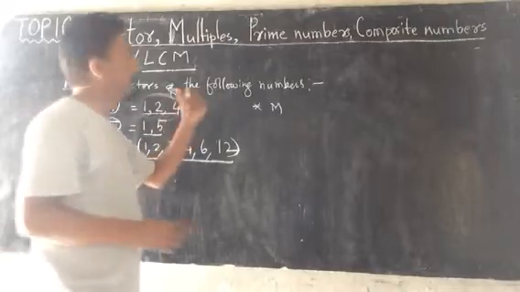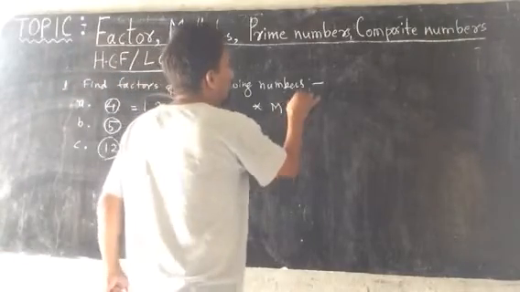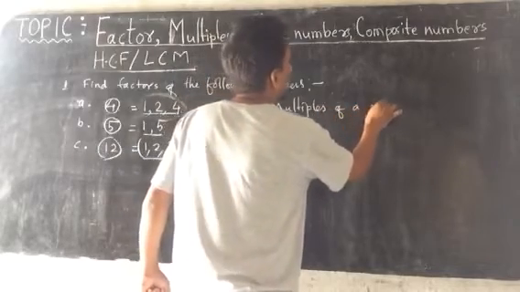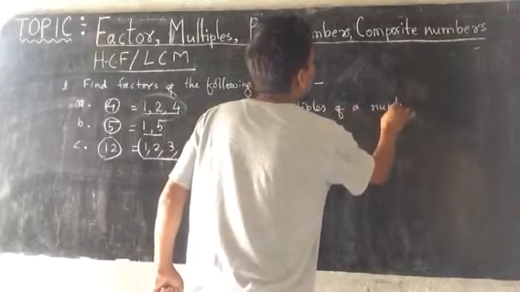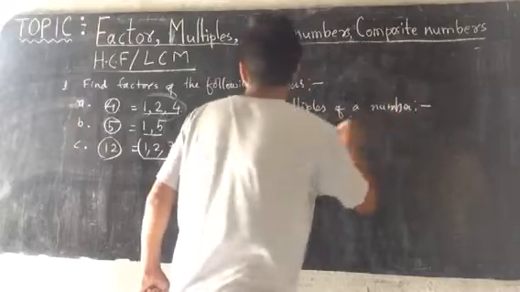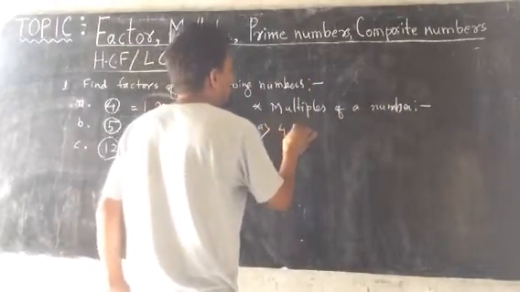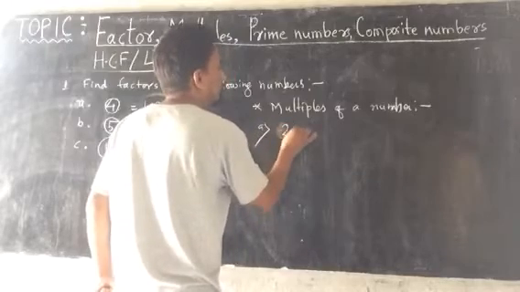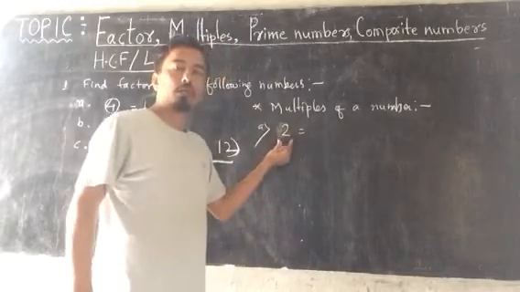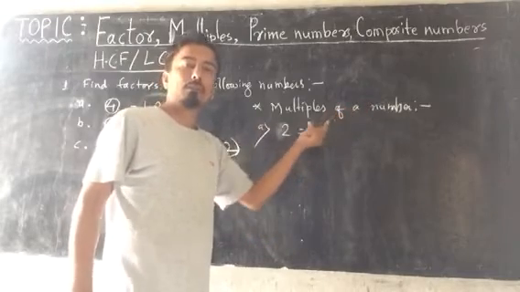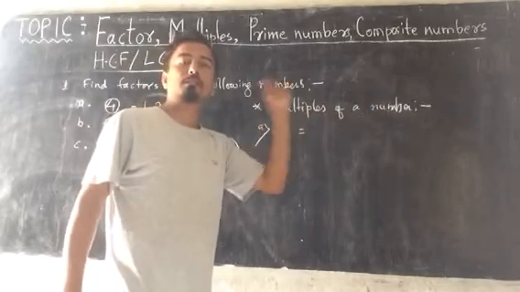Now I am again going to tell you the multiples of a number, how to find the multiples of a number. You see it again, I am taking the example of 2. What are the multiples of 2? It's a very simple table of 2. Whatever comes in the table of 2, all are the multiples of 2.